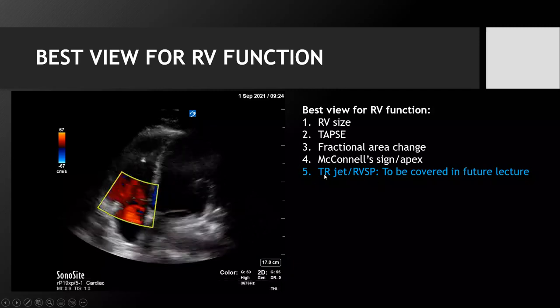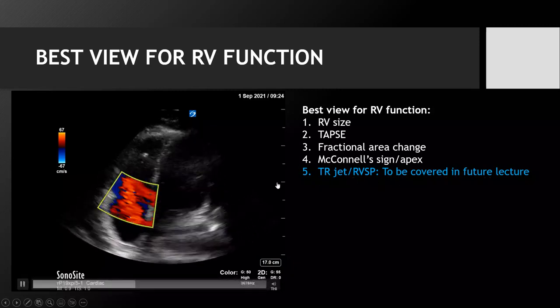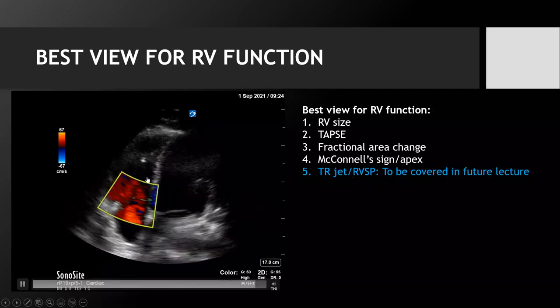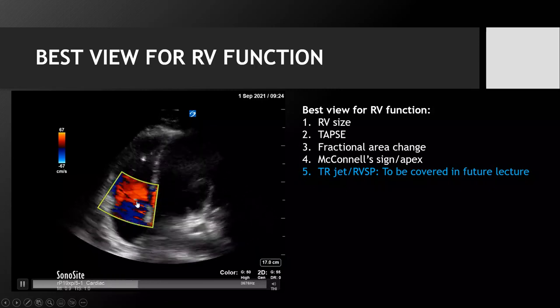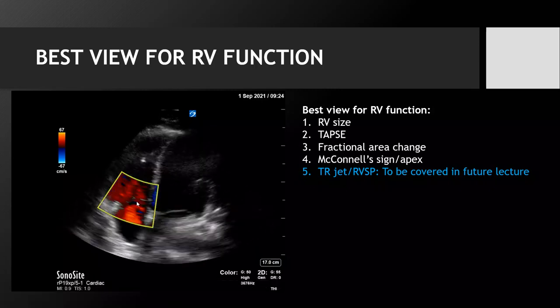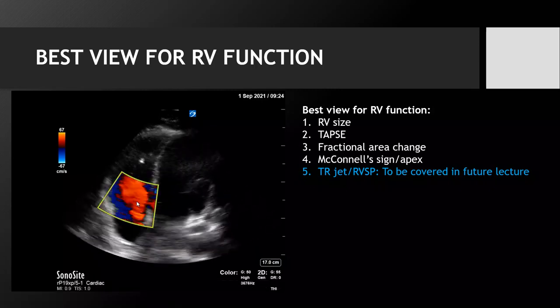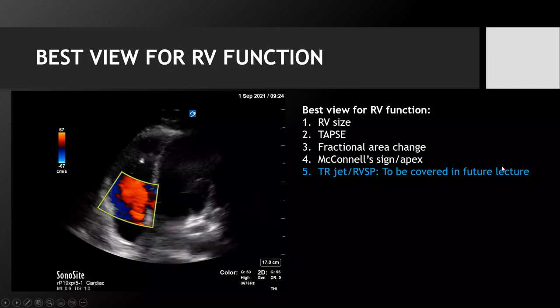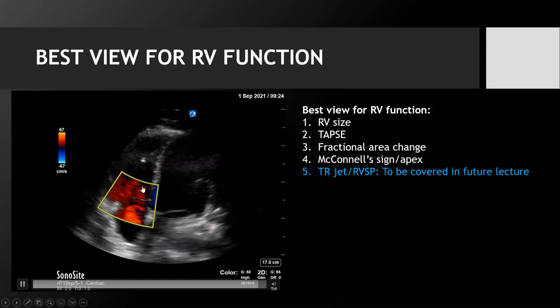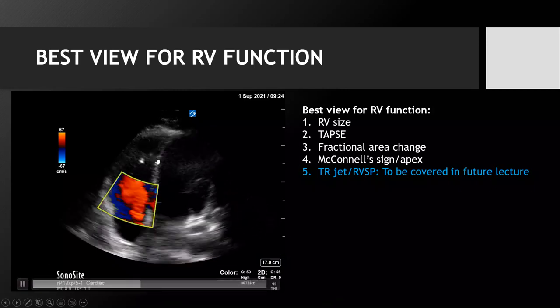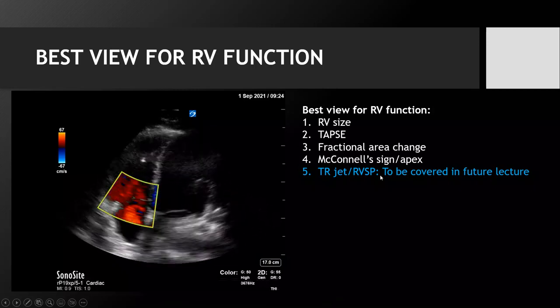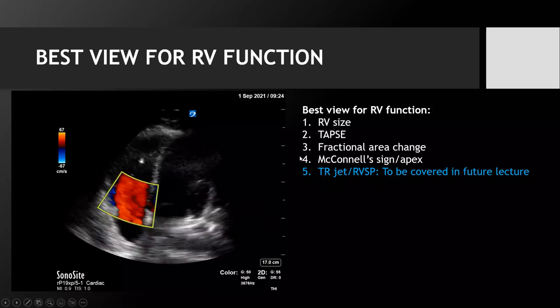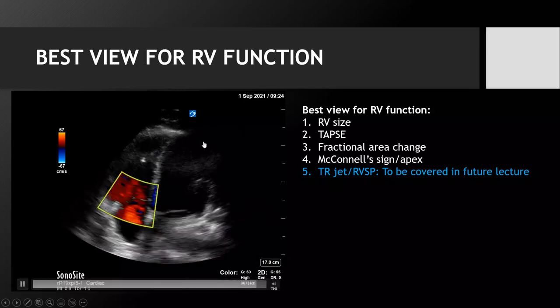Now, I'm just putting this here to show briefly that the apical four-chamber view is one of the best views to get a TR jet. You can see it in other views as well, in the parasternal short axis at the aortic valve level, and in the RV inflow view, which we'll talk about in a future lecture. So I'm not going to get into that here, other than to show you that it's here and that we're going to talk about it, and that it's another great use of the apical four-chamber view when you're assessing RV function.